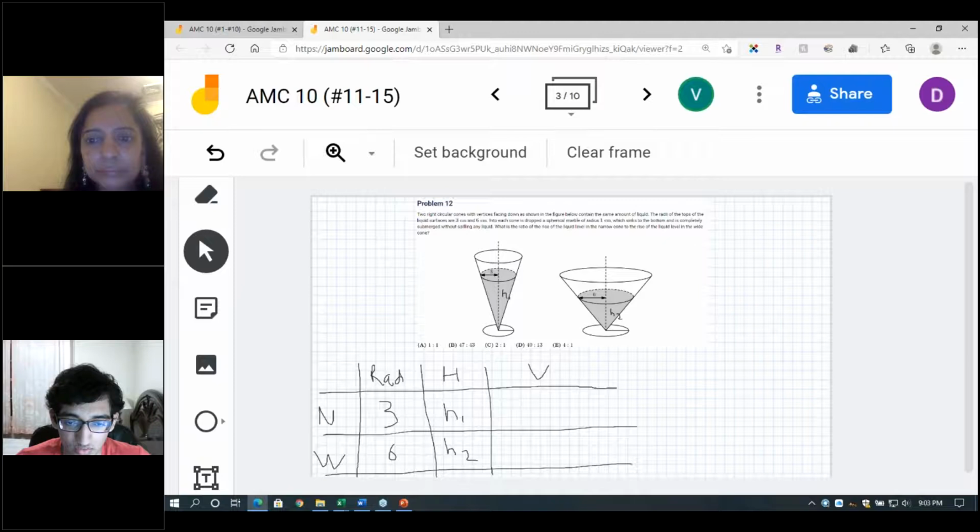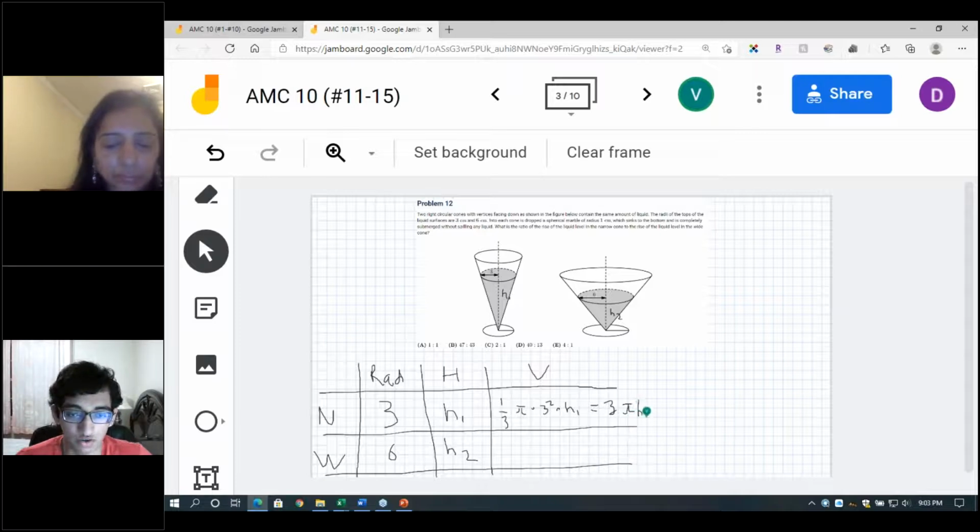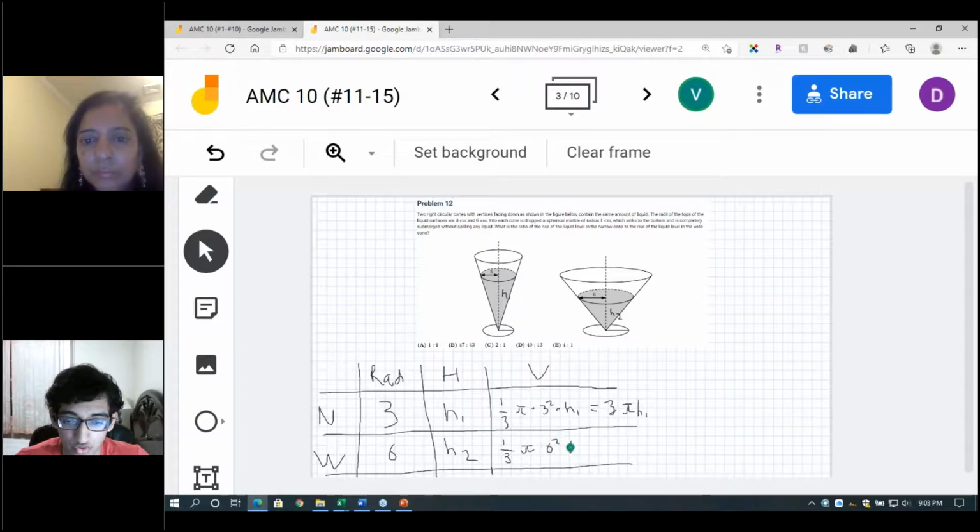So here, the volume is 1/3 times pi times r squared, which in this case is 3, so it's 3 squared times the height, h1, which is equal to 3 pi h1. Now for the second cone, we can use the same exact formula. 1/3 times pi, but instead of the radius being 3, the radius is 6. So we have 6 squared times h2. And here, the simplified version is 12 pi h2.